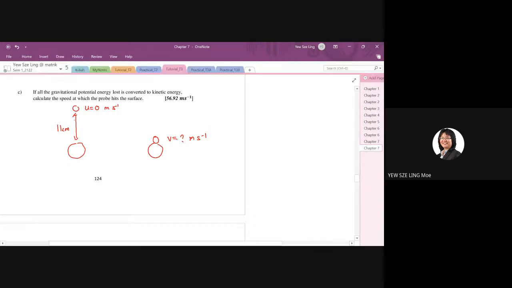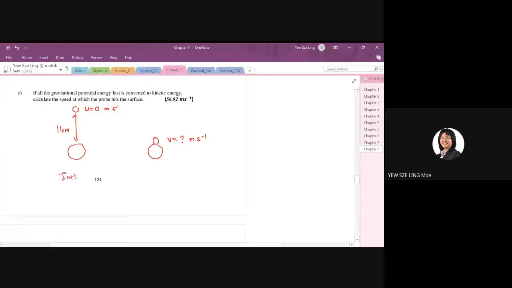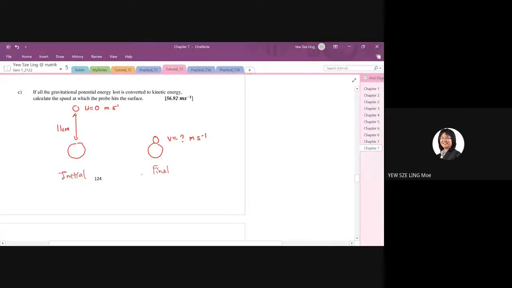Initial positions, and then this is the final positions. So what we want to do right now, we want to determine the value. All right, we want to determine the value, but how?